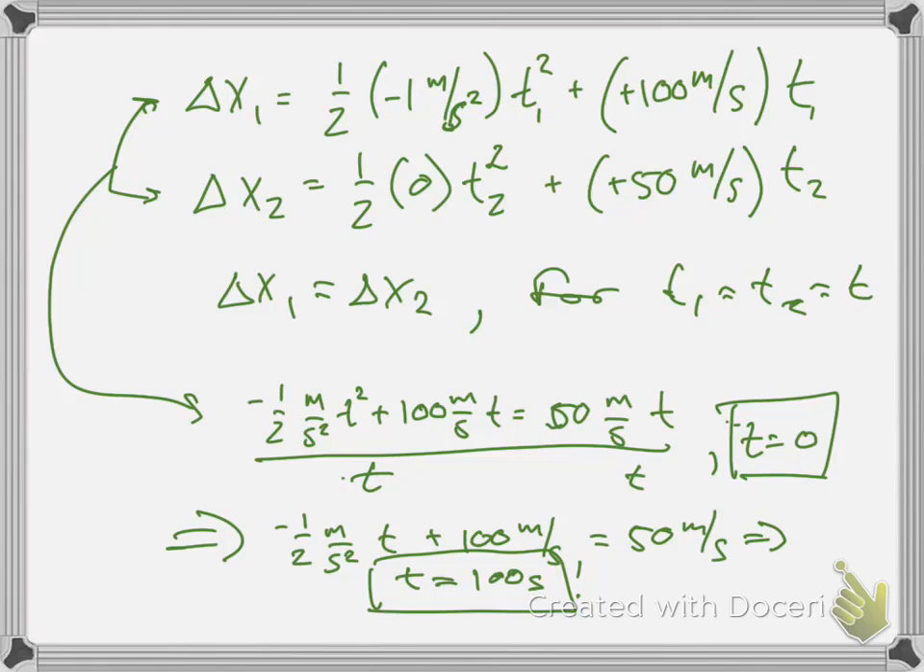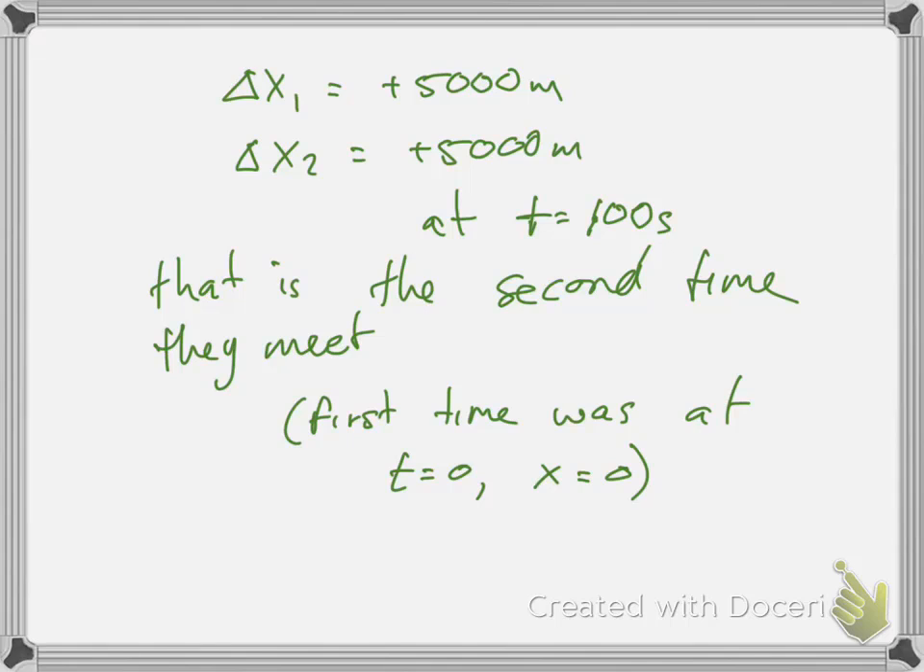So where do they meet? That's the second part. Part A was when do they meet, part B is where do they meet. In order to figure out where they meet, all we have to do is plug this time back into either position equation. We take t equals 100 seconds and plug it in anywhere we see a time, and ask what we get for delta x1 and delta x2. In both cases we should get the same thing, and we get plus 5,000 meters. So they meet at 5,000 meters after 100 seconds.